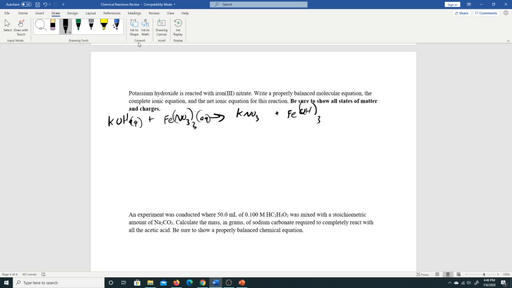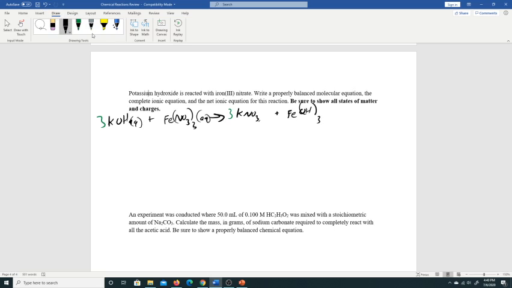Okay, now we have to balance the equation. We have 3 hydroxides on the right, we have 1 hydroxide on the left. Therefore, I'm going to put a 3 in front of KOH. Now I have 3 Ks on the left, I have 1 K on the right. Therefore, I'll put a 3 in front of KNO3. I have 3 NO3s on the right, I have 3 NO3s on the left. I have 1 Fe on the left, I have 1 Fe on the right. The equation is now balanced.